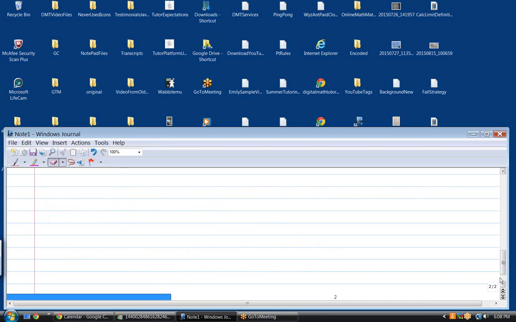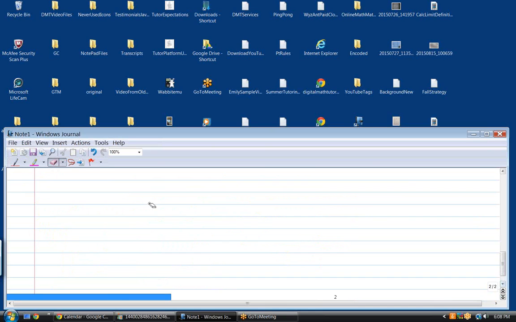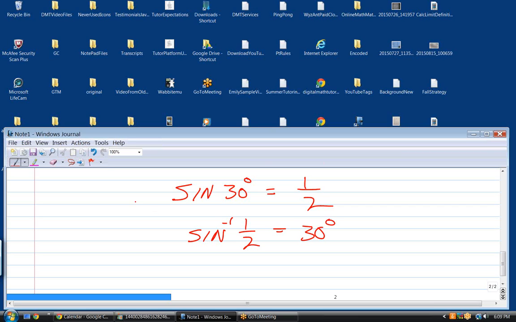Let's just talk about this for 1 second here. If I say the sine of 30 degrees, in other words, the sine of an angle, equals a ratio, then I can say that the inverse sine of 1/2 equals 30 degrees. Again, these two things mean the same thing.